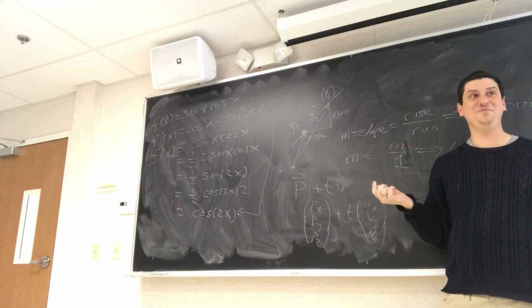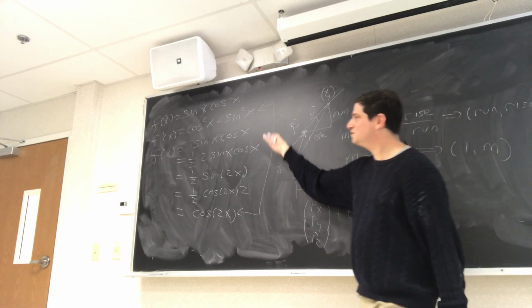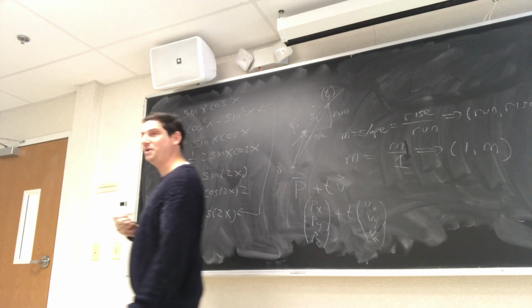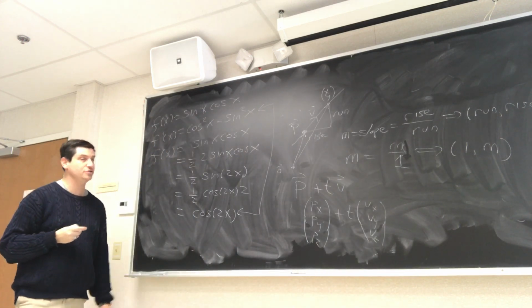Yeah, they look different to me. Okay, cosine 2x looks very different than cosine squared x minus sine squared x. But they're the same function.